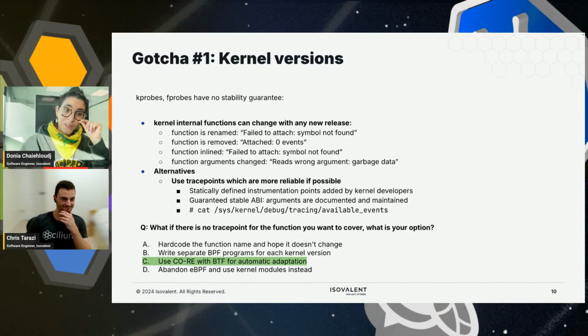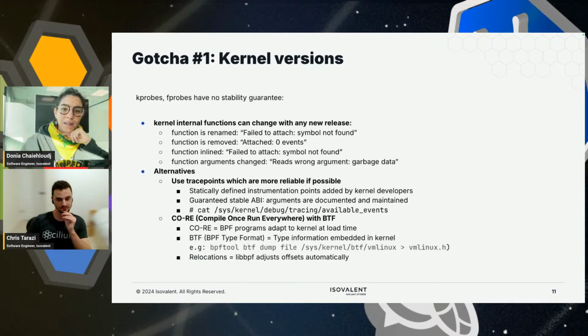So yeah, it's response C, use CO-RE with BTF for automatic adaptation. So what is CO-RE and BTF? CO-RE is for compile once, run everywhere, and it means that BPF programs adapt to the kernel at load time. BTF is for BPF Type Format, or type information embedded in the kernel. So if you are changing the struct fields again, it's going to adjust the offsets automatically. So it will adapt to multiple kernel versions no matter what.